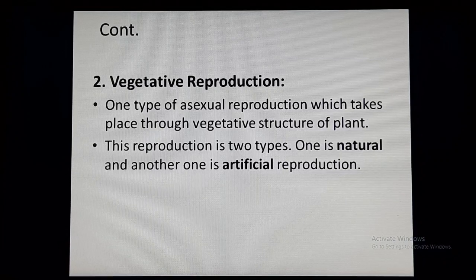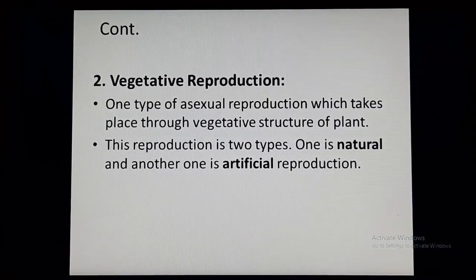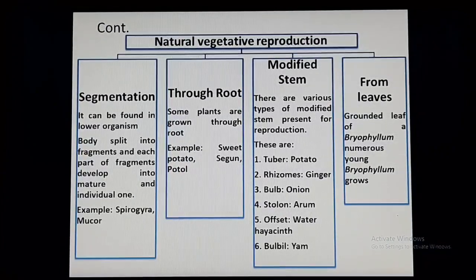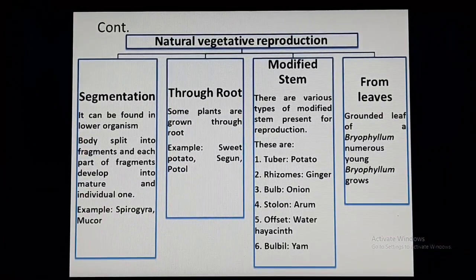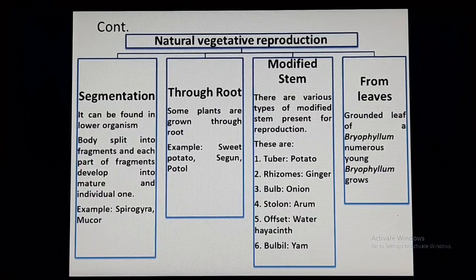So do you understand that vegetative reproduction is of two types? One is natural, another one is artificial. Let's move to the next slide. That natural vegetative reproduction is again divided into four groups. One is segmentation, another one is through root, third is modified stem, and the last one is from leaves.